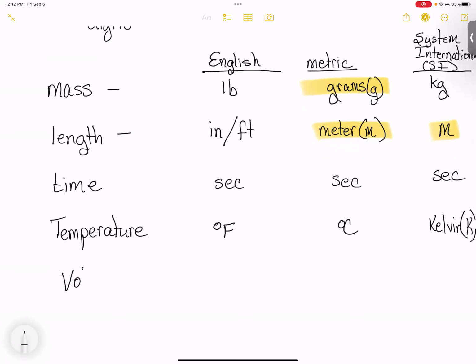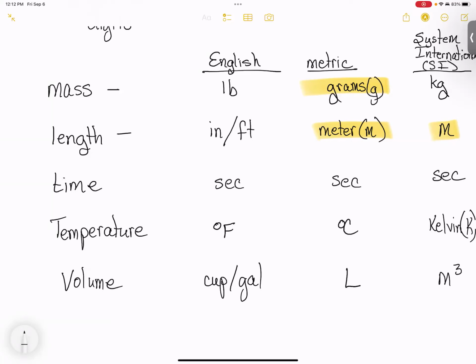Finally, volume. The English system uses cups, gallons and units of that nature. For the metric system, we use the base unit of a liter, whereas the SI unit is meters cubed.